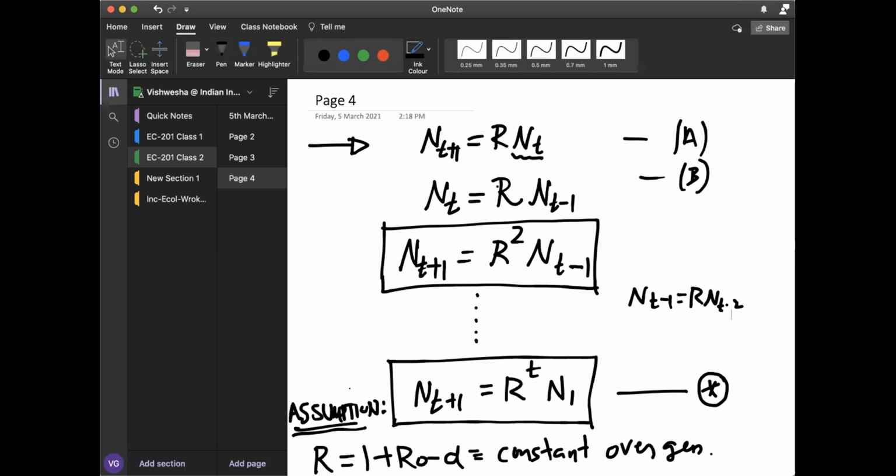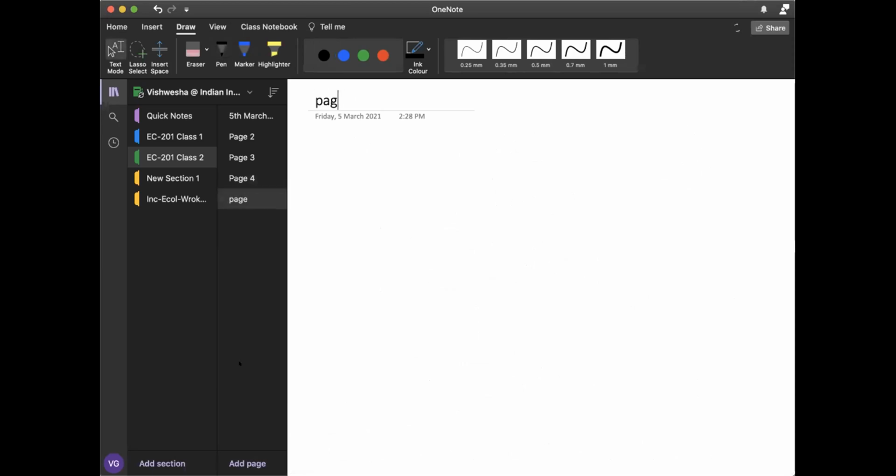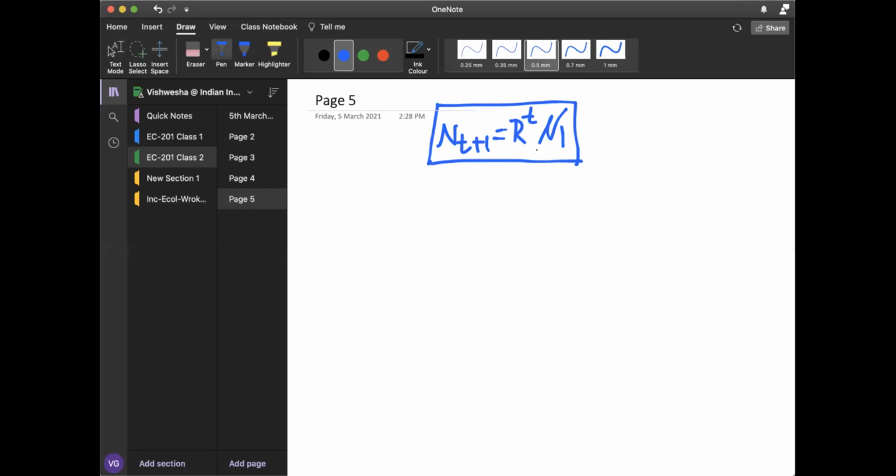Okay, so let us now look at the implications of this if this is true. What are the implications? Let's write down NT plus 1 is equal to R power T times N1. Let's consider a few cases. As we figured out, R is a real number between 0 and some maximum limit. Let's consider three cases.